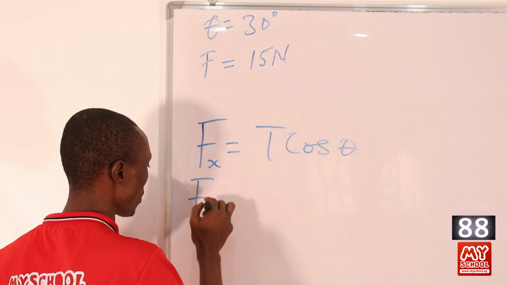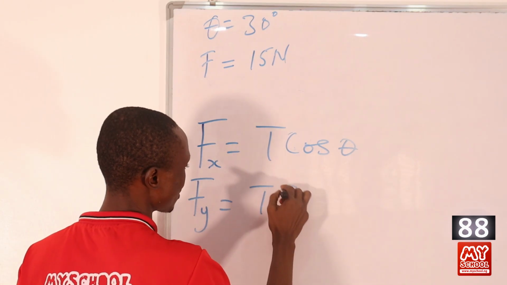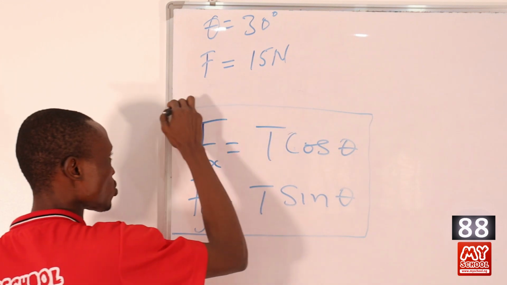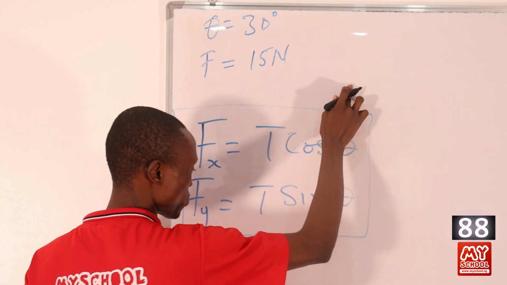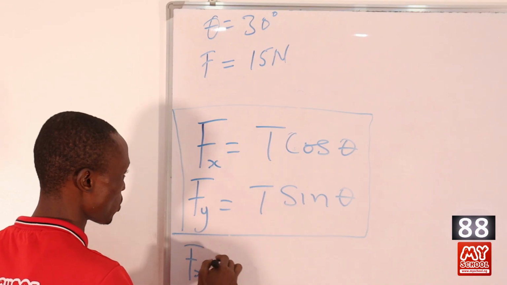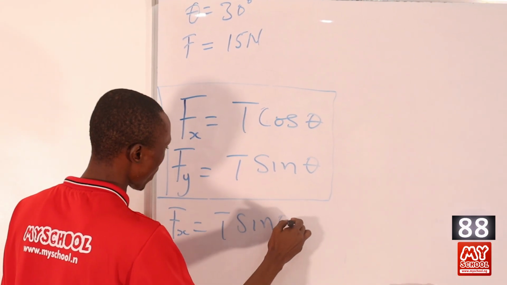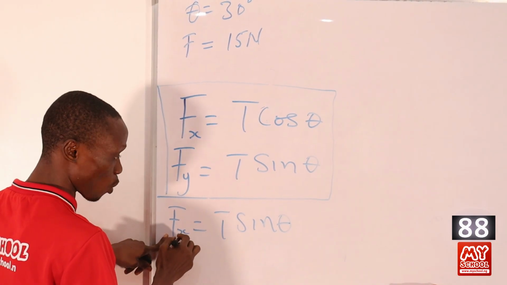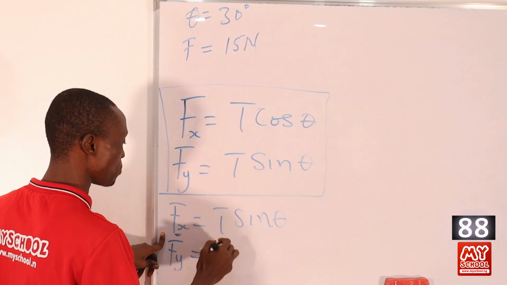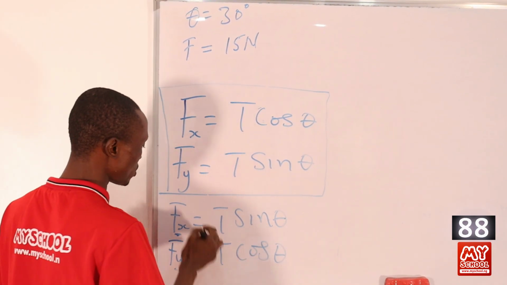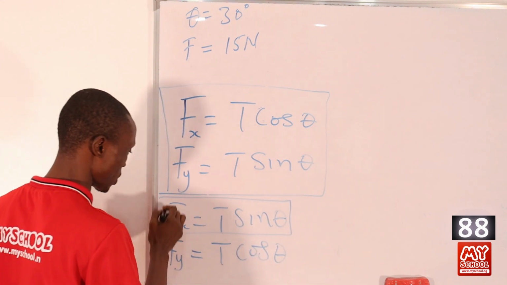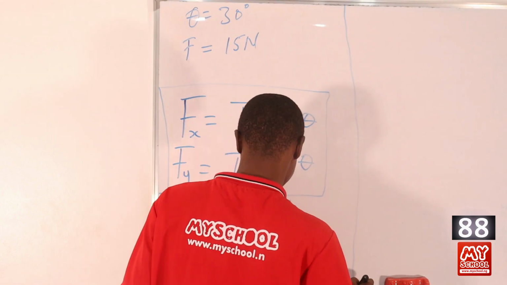So the y component will be equal to T sine theta when the rope is inclined to the horizontal. But if the angle is inclined to the vertical, then the reverse will be the case. So the horizontal component will now be equal to T sine theta, while the y component will now be T cos theta. In this case we are told that the rope is inclined with the vertical, so we are making use of this.